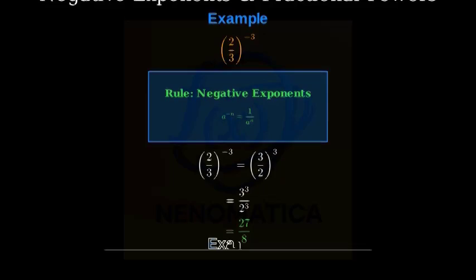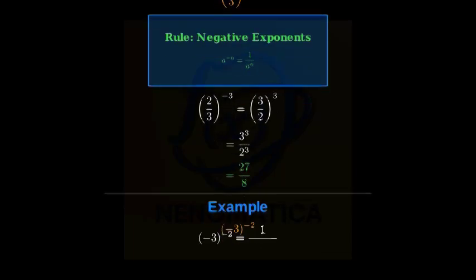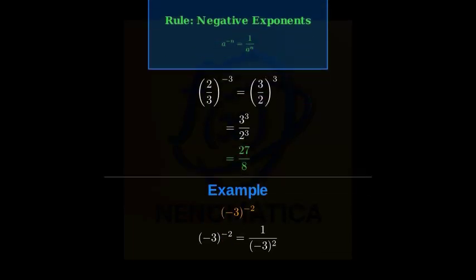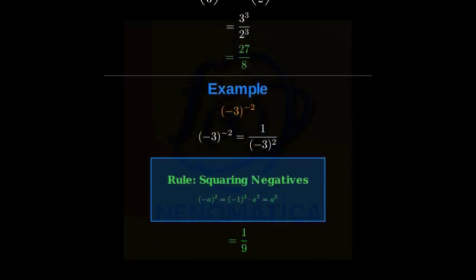Now, let's move on to our second example. We need to simplify negative 3 raised to the power of negative 2. Again, we'll apply the negative exponent rule, but we need to be careful with the negative sign inside the parentheses. Now, we can calculate the denominator. Negative 3 squared equals 9, since the negative sign is squared as well.